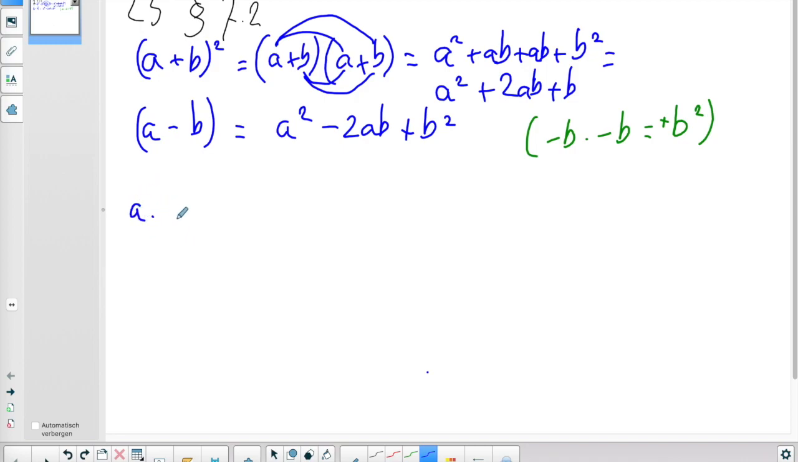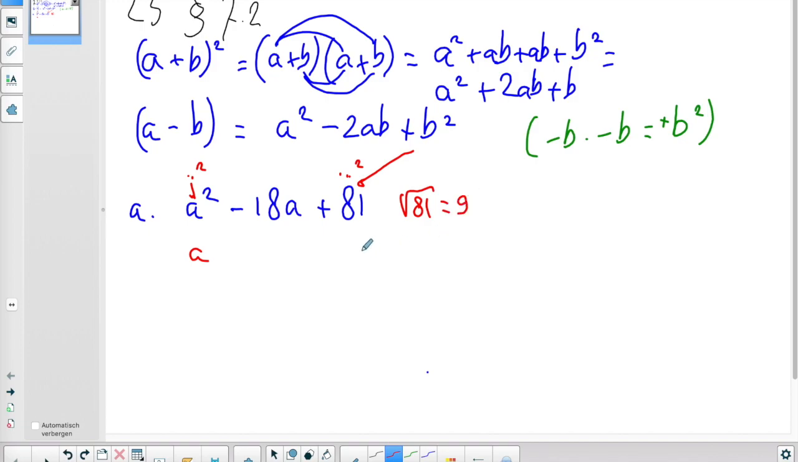Let's take A. And A says a squared minus 18a plus 81. And now I have to be clever, because I know this one must be something squared, and this must be something squared as well. So I can see this is a, and this must be, because the square root of 81 is 9, 9.